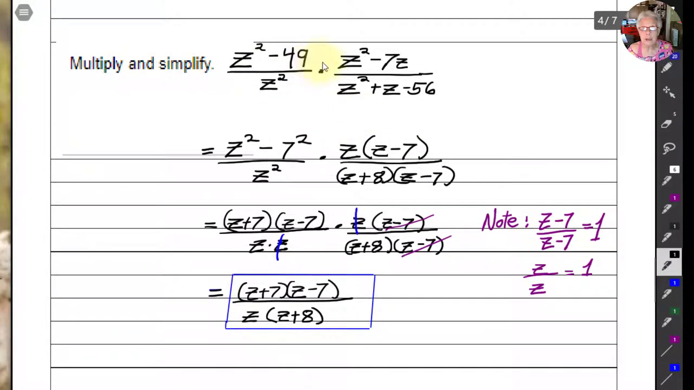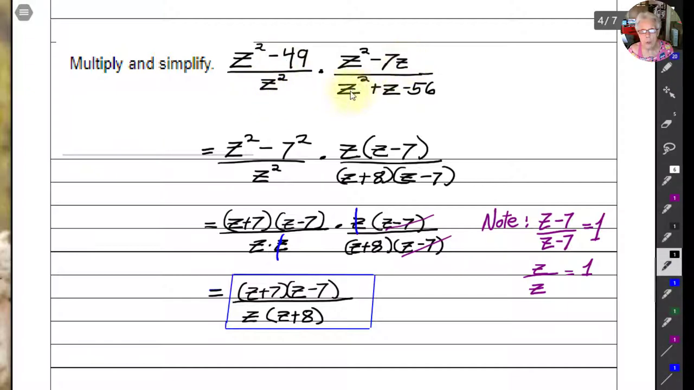I have z squared minus 49 over z squared. Do not even be tempted to cancel like that. This fraction bar groups z squared minus 49, so it's just like having parentheses around the z squared minus 49. This is one thing. It doesn't match that. So don't cancel it.